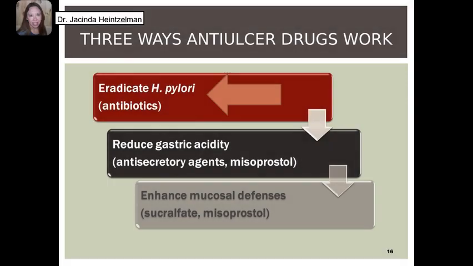There are 3 different ways that the anti-ulcer drugs will work. The first way is to eradicate the H. pylori if that is what is causing the ulcer. And of course, we'll use antibiotics for that. We'll talk about that in a minute. Another thing that we need to do is reduce the gastric acidity. Remember, the acidity is causing complications, worsening the problem, exacerbating the GERD or the peptic ulcer disease. And then we want to enhance the mucosal defenses within the stomach and really give that nice protective layer within the stomach, that defense mechanism that we need.